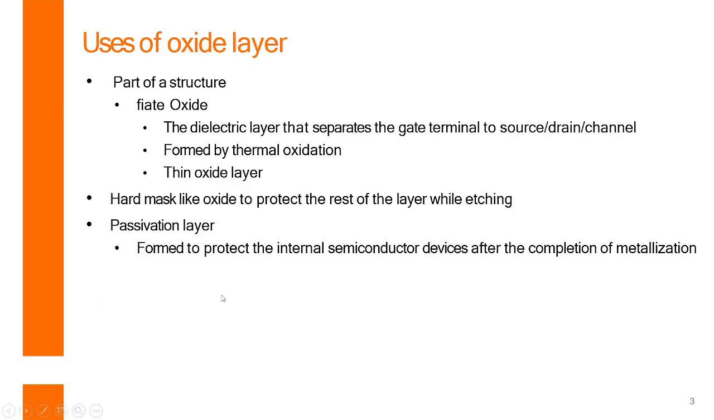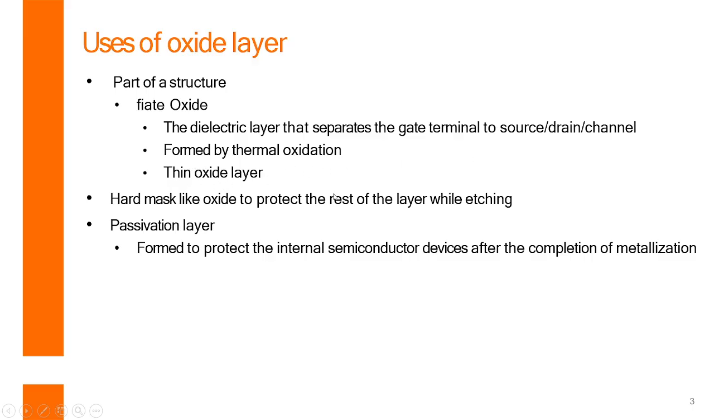So basically, what are the uses of the oxide layer? This will separate the semiconductor and metal. It will act as a dielectric also. So that is the uses of oxide layer. A dielectric layer that separates the gate terminal and source or drain or channel. In order to separate the gate terminal from the source or drain or channel, we are using the oxide layer. This is formed by thermal oxidation or thin oxide layer.